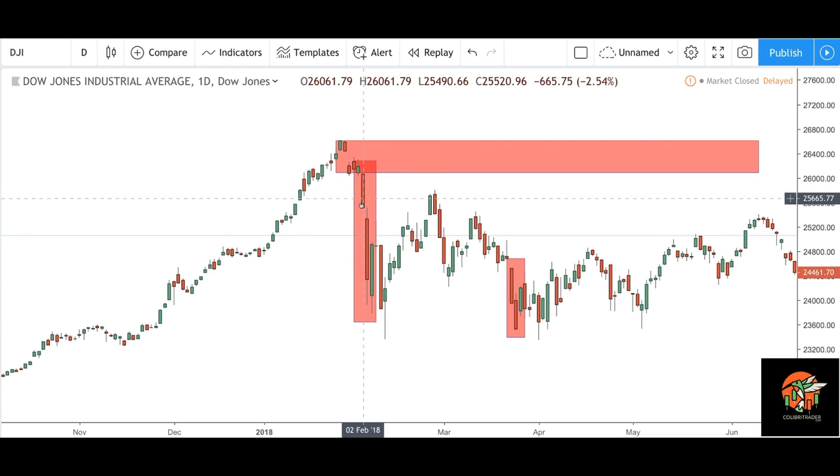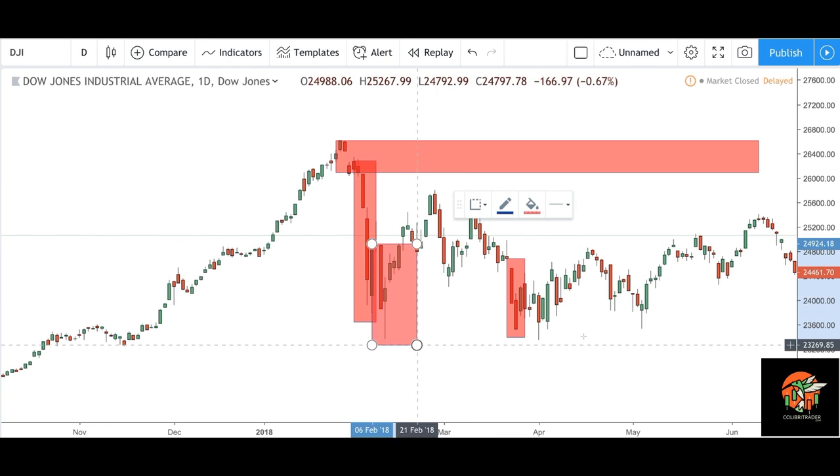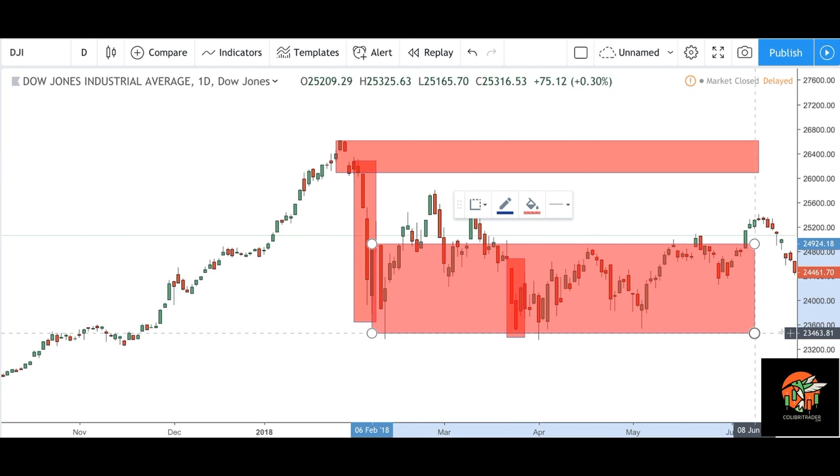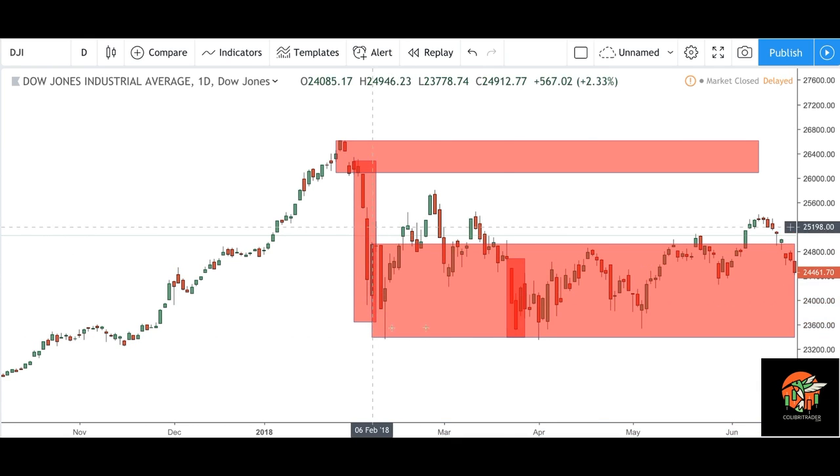Then you had this big red candle here, which was followed by another one, and the price literally went from 26,400 to 23,600, and then it stopped here for a while, forming another supply area, which is clearly delineated by these 4 candles or so here.